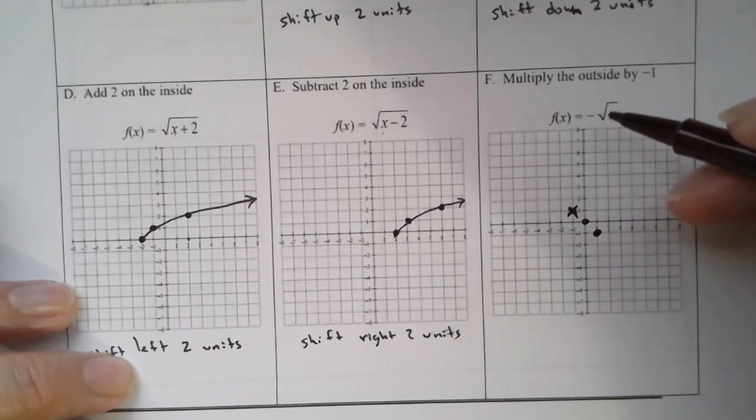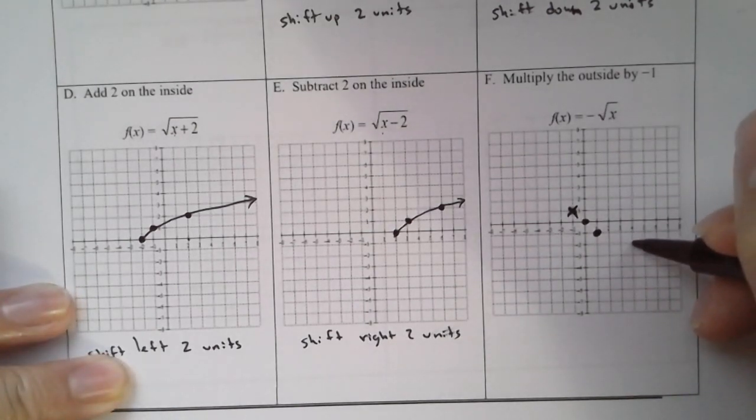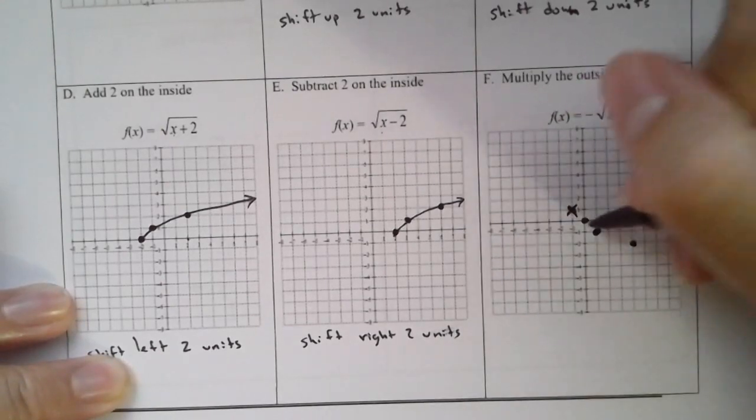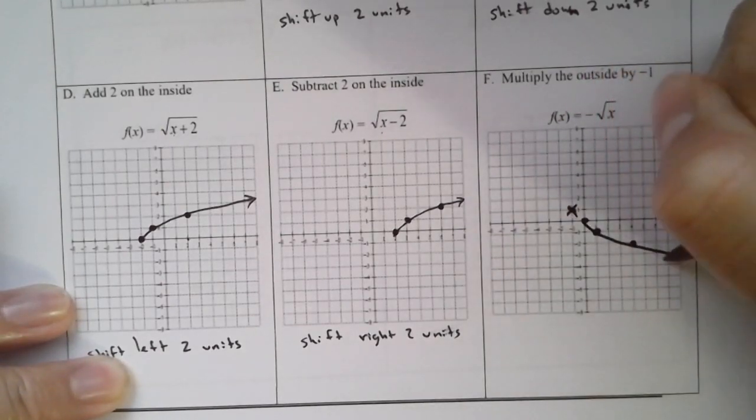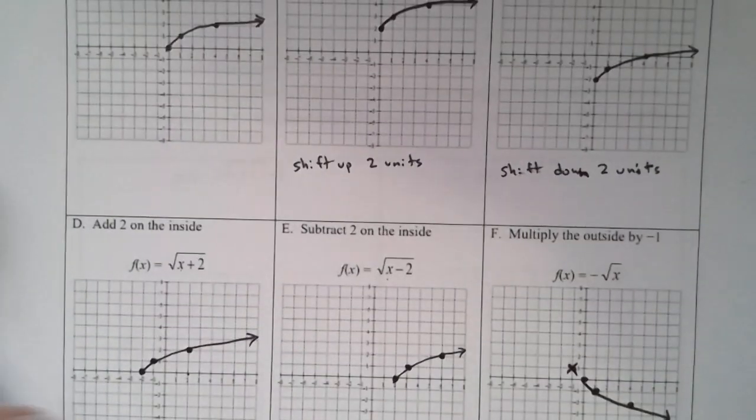Next one, 4. When I plug in 4 under the square root, I get 2. This minus would make it negative. So I am down here. Okay, so that's what it looks like. Notice, how does this look compared to the original function?